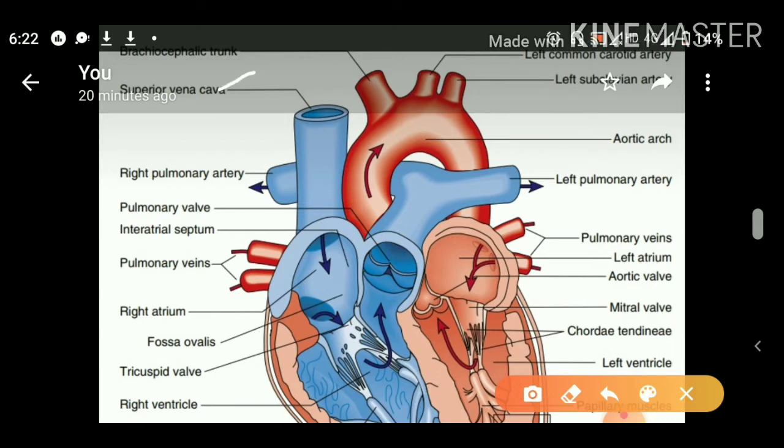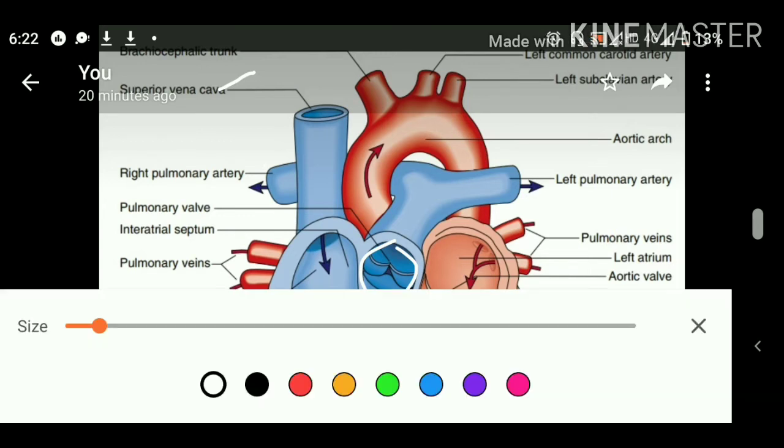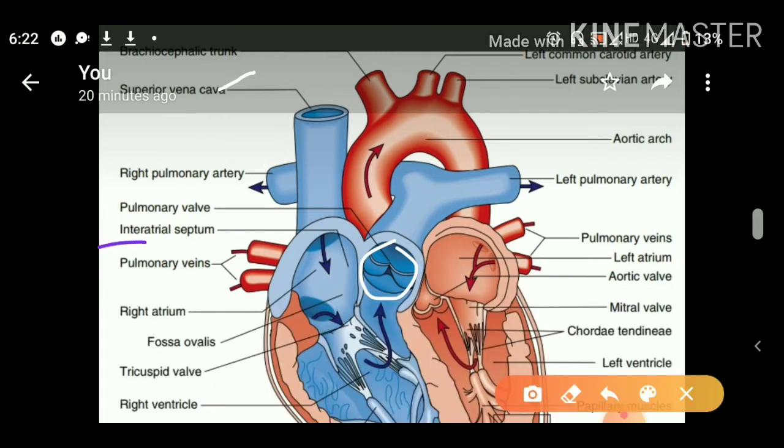Superior vena cava carries blood from the region which is above the heart. Right pulmonary artery carries deoxygenated blood towards the right lungs from right ventricle. Pulmonary valve is present at the end of pulmonary artery which prevents backflow of blood from pulmonary artery. Interarterial septum is the septum which divides two auricles. It is a thinner septum.